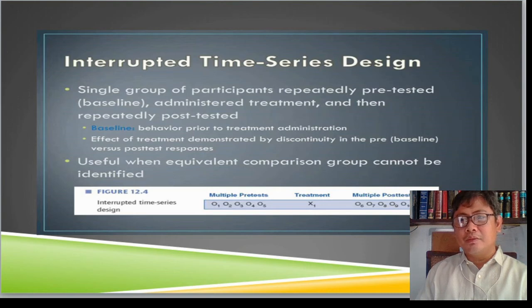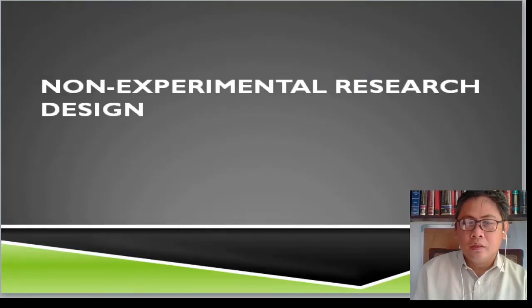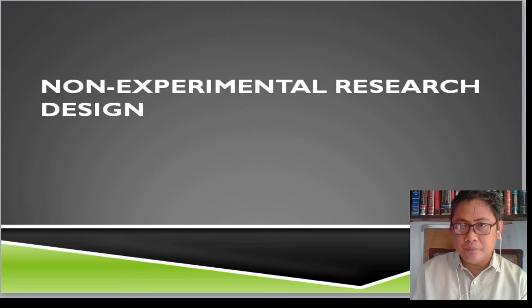Interrupted time series design employs multiple measures before and after the experimental intervention. It differs from single group pre-experimental design that has only one pretest and one post-test. Users of this design assume that time threats, such as history or maturation, appear as regular changes in the measures prior to the intervention. So let us proceed with the next research design.